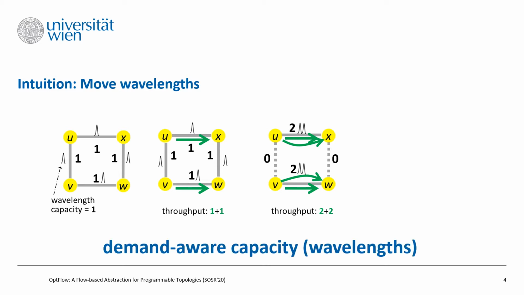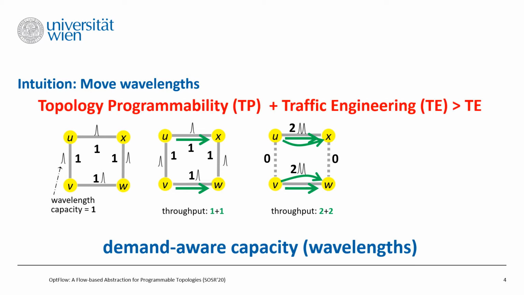By steering the wavelengths in such a way, we can reach demand-aware capacity at the physical layer, namely by moving these wavelengths. Moreover, this shows that such topology programmability, abbreviated by TP, and traffic engineering, abbreviated by TE, can beat simple TE as shown in this example.